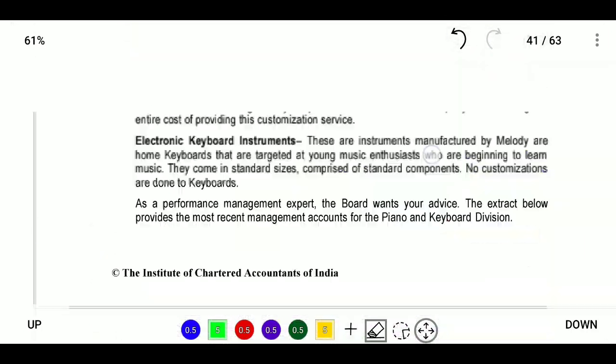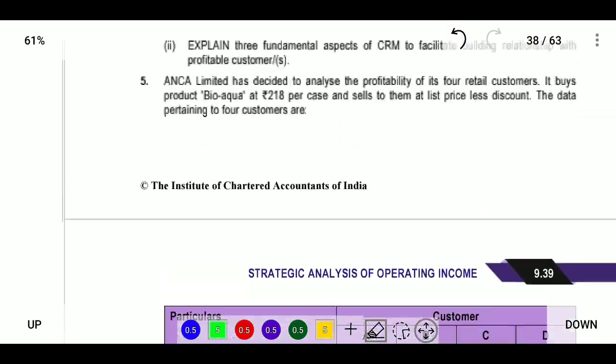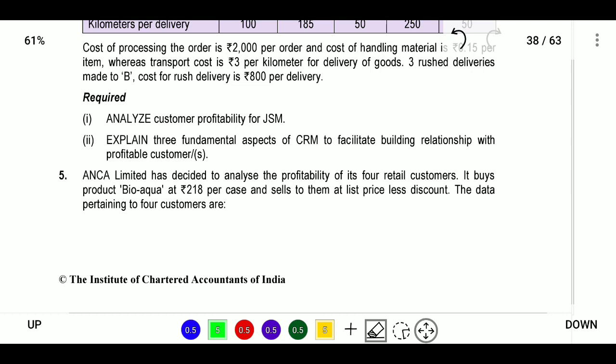Next, question number 4. What is there in question number 4? First, we will see what the requirement is. Here, analyze customer profitability for GSM. We saw customer profitability in the last question. In ABM we calculate the customer base, and for that customer base, who is providing more profit, we will retain those customers and maintain continuity with them. So we are required to prepare a customer profitability statement and analyze it.